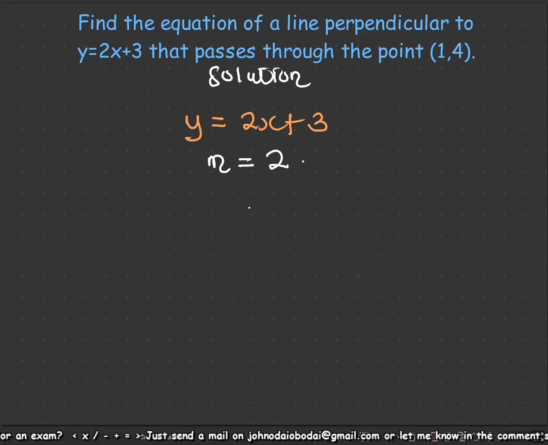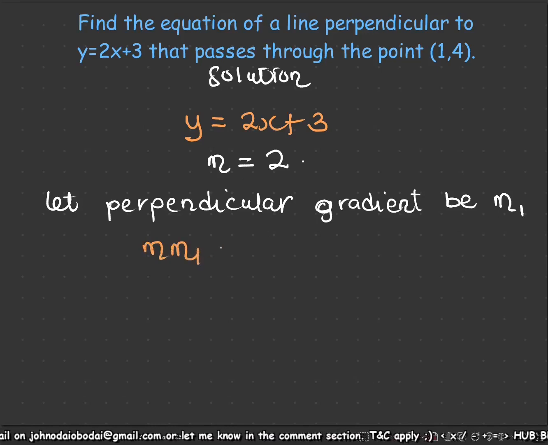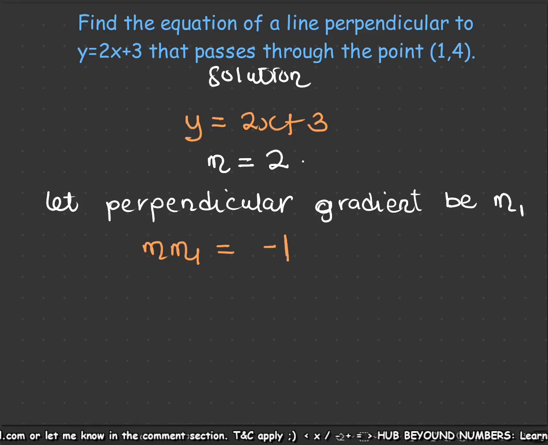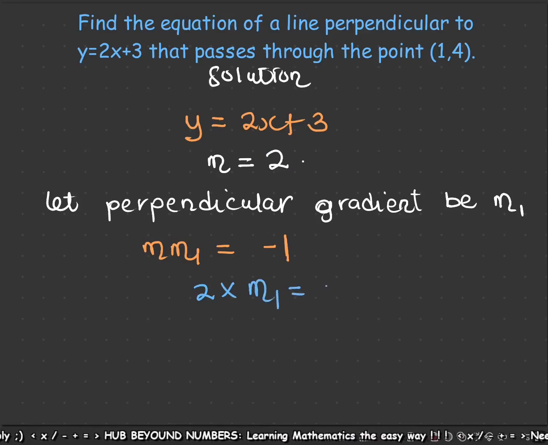So we know that the gradient of this one here, m, is equal to 2. We should let the perpendicular gradient be m1. And we know that since they are perpendicular, the product of their gradients is what? -1. That is, if we multiply m by m1, we should get -1. So doing our substitution, we have m, which we know to be equal to 2, so 2 times m1 is equal to -1.